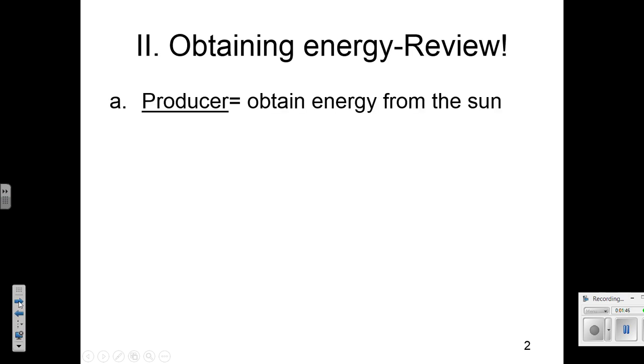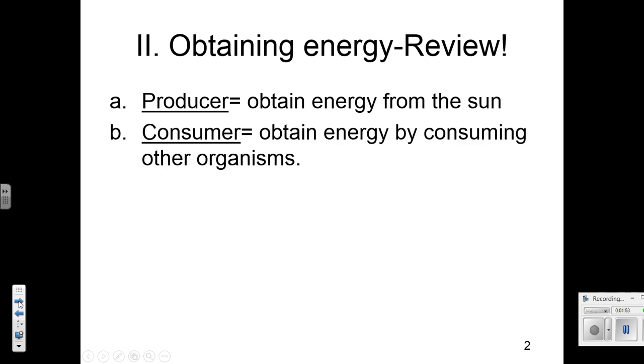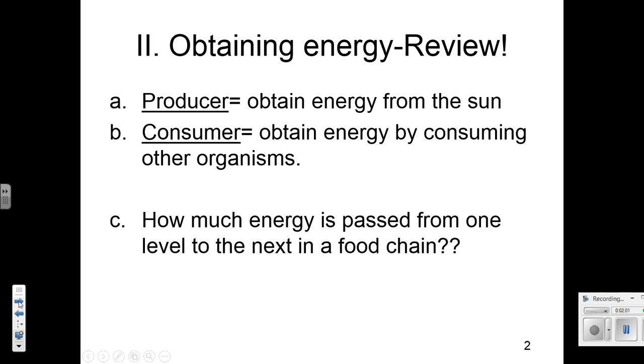So just a review of some terms. A producer is something that can get their energy directly from the sun. A consumer has to actually eat other things in order to get that energy. So we have to eat other plants or other animals. You remember from the ecology unit, energy is lost as it gets passed up from one level to the next in a food chain. And 90% of that energy is lost. So that means 10% of that energy is passed from one level to the next.